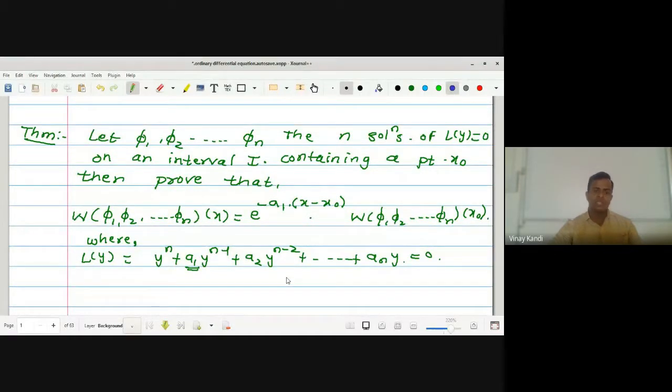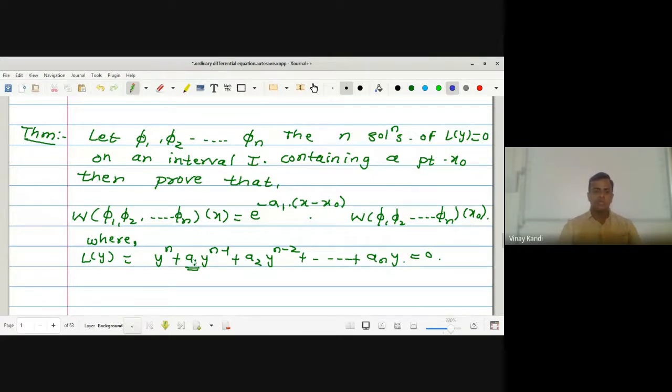In the previous lecture, we saw the statement of the theorem. What is the statement? Let phi 1, phi 2 up to phi n be n solutions of L of y on an interval I containing a point x naught. Then prove that the Wronskian of phi 1, phi 2 up to phi n at x is equal to e raised to minus a1 into x minus x naught into the Wronskian of phi 1, phi 2 up to phi n at point x naught.